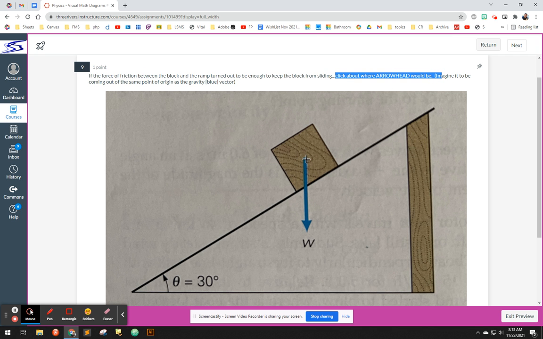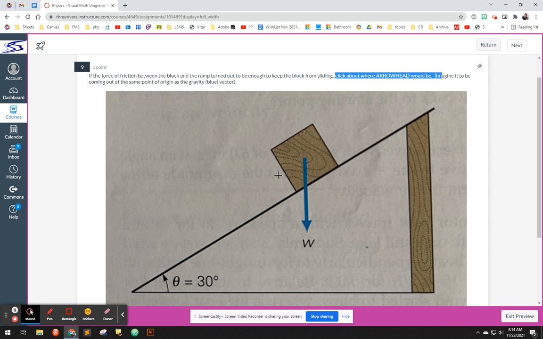All right, so let's break this up into its vertical. That gets us about right there. And the horizontal is the one that we're actually interested in. That gets us right about there. That's the arrow that's threatening to drag the block down the ramp.